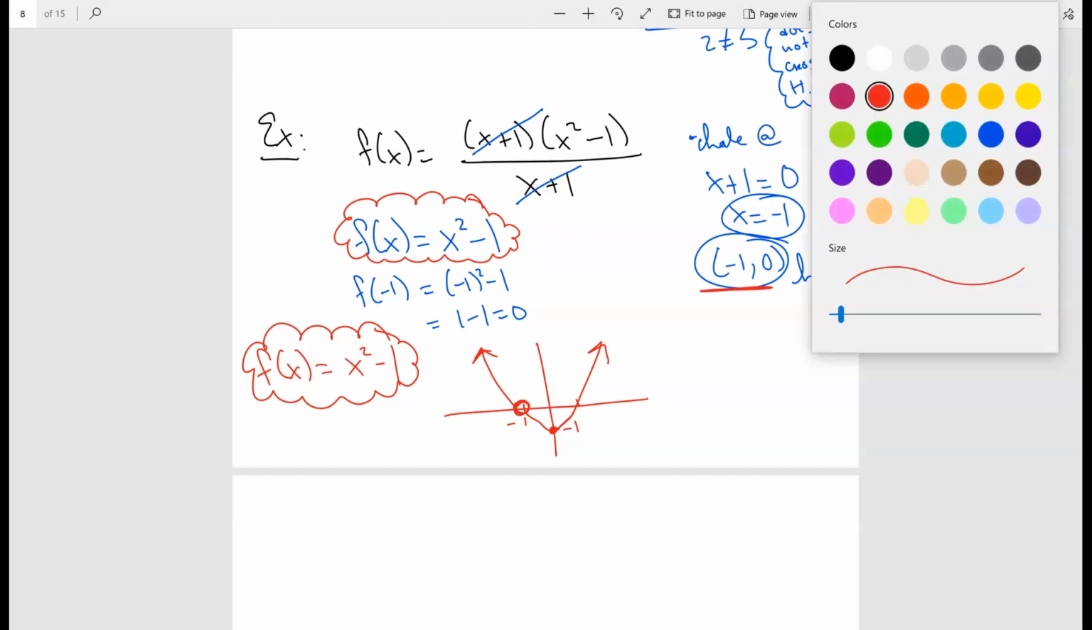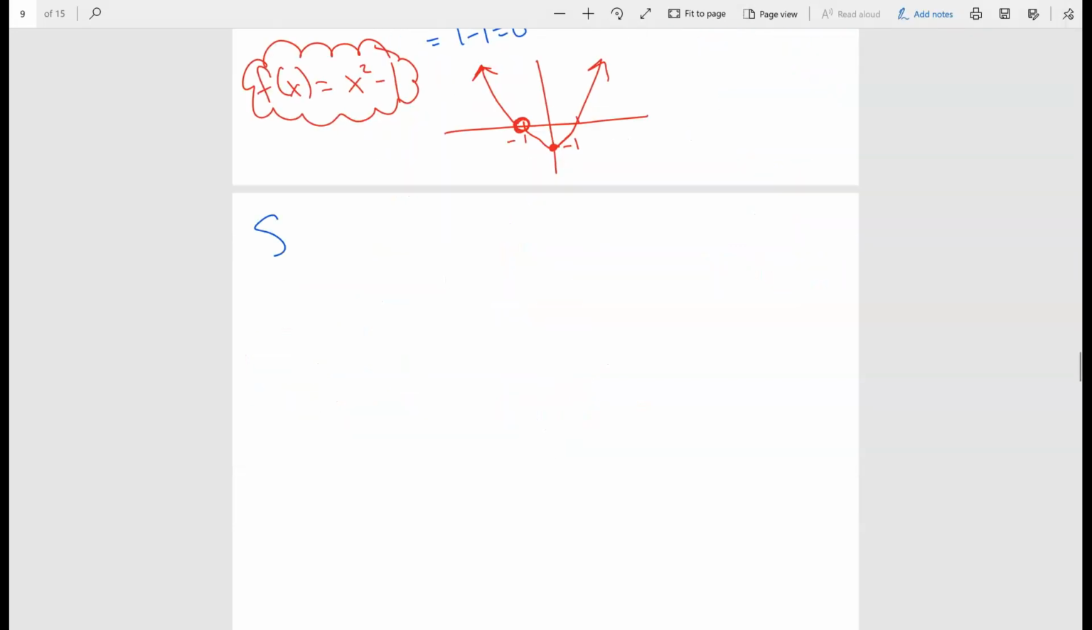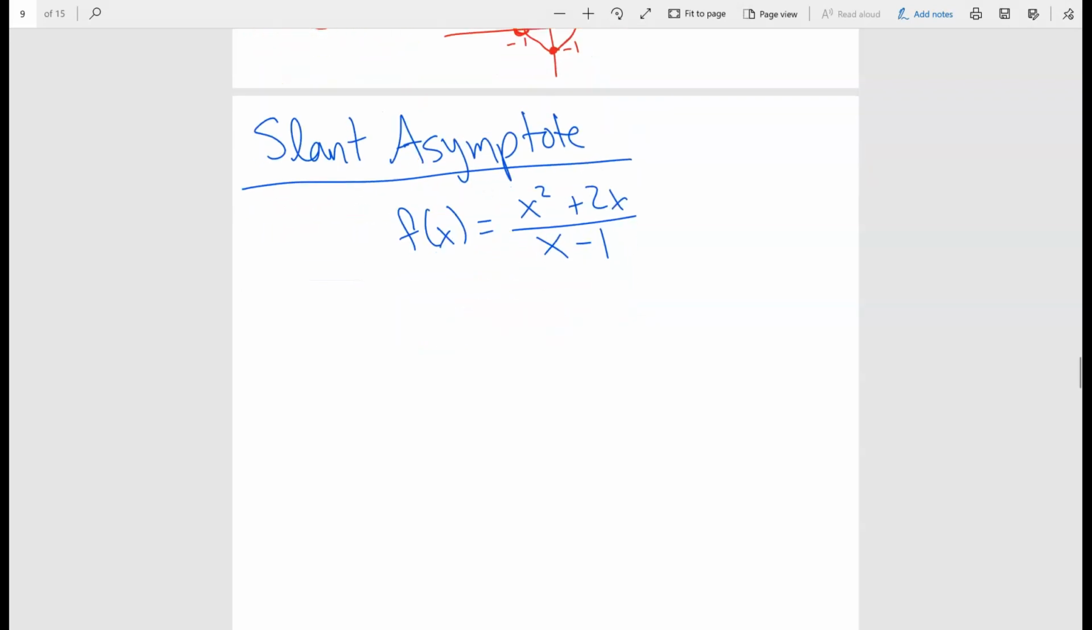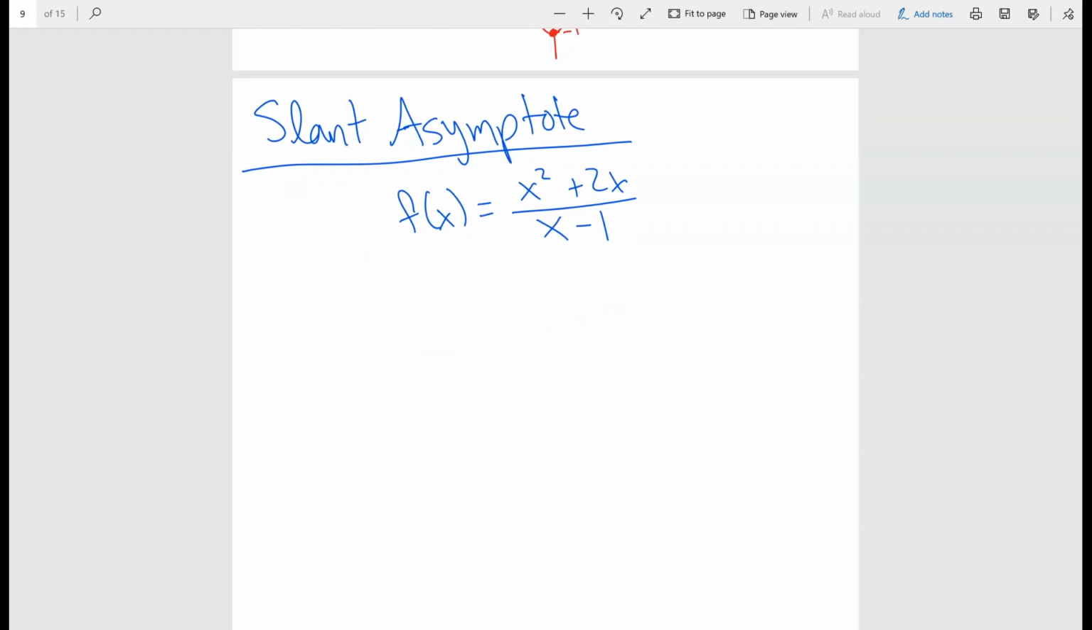Okay, so we'll end this video with the slant asymptote. That's the last one that we really haven't been doing a lot. So we'll do this problem. f(x) equals (x² + 2x)/(x - 1). Notice here that the reason why there's a slant asymptote is because the degree of the top is 1 more than the degree of the bottom, which is basically a 1. So when that happens, there's a slant asymptote that occurs.